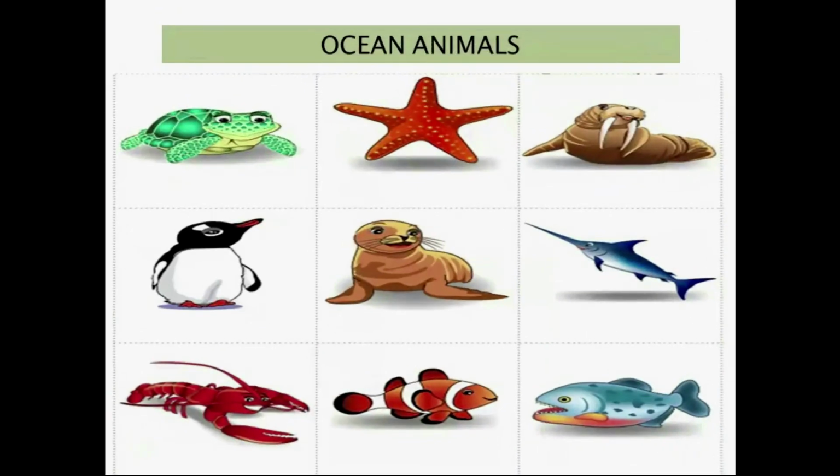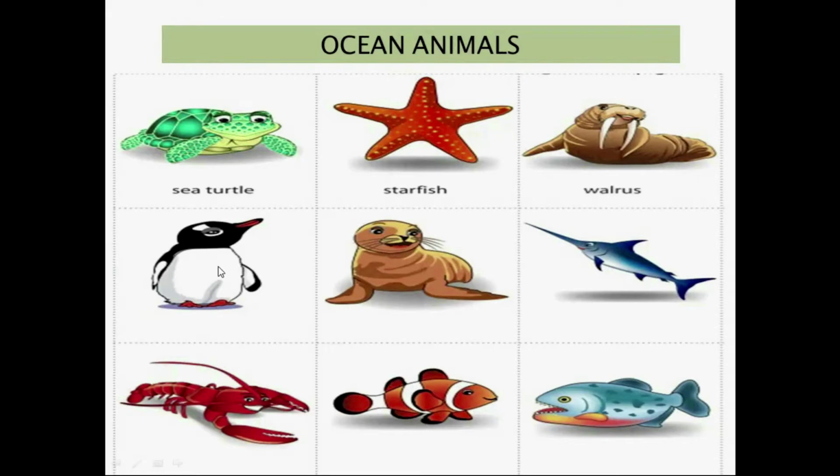Now there are different animals in this picture. Can you guess the name of this animal? Take a guess. If you have guessed it's a sea turtle, then you are right. And what about this star-shaped animal? This star-shaped animal is called a starfish. And this animal with the large teeth is called a walrus.